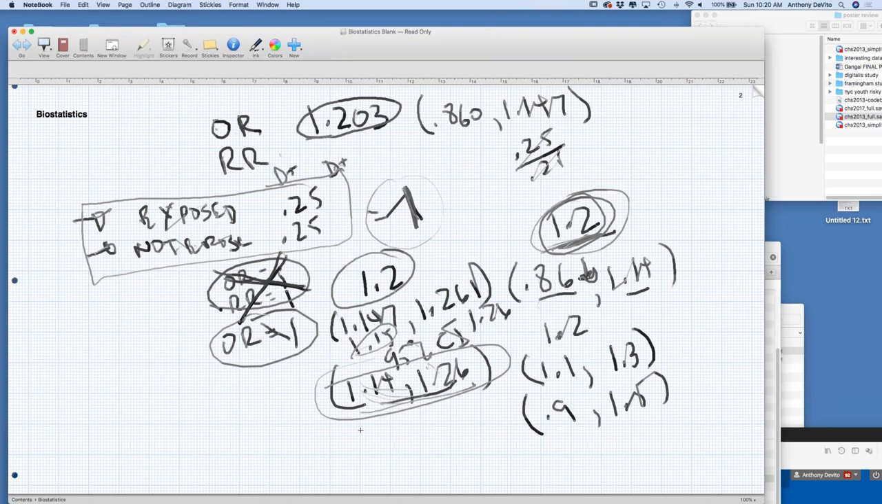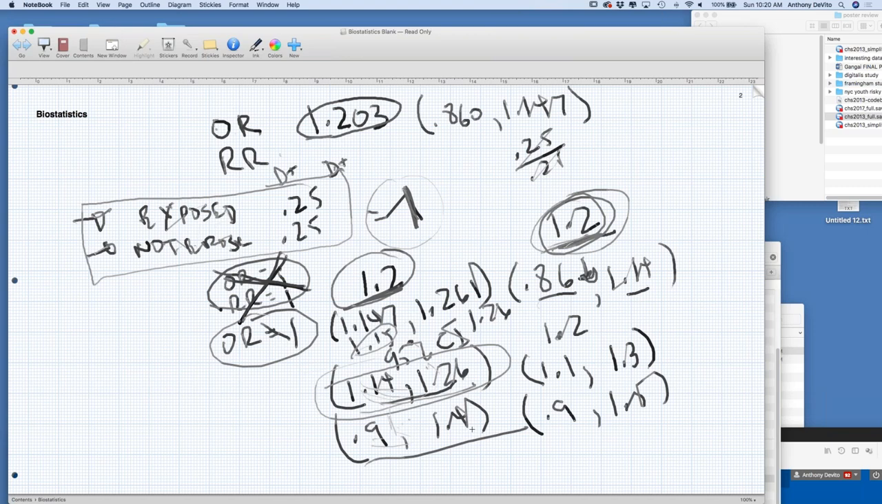Now, had we had a result of 1.2 and our confidence interval was 0.9 to 1.4, well, we're not 95% certain then that it's not 1. It could be 1. It's within the range of what we would expect for 95% confidence.